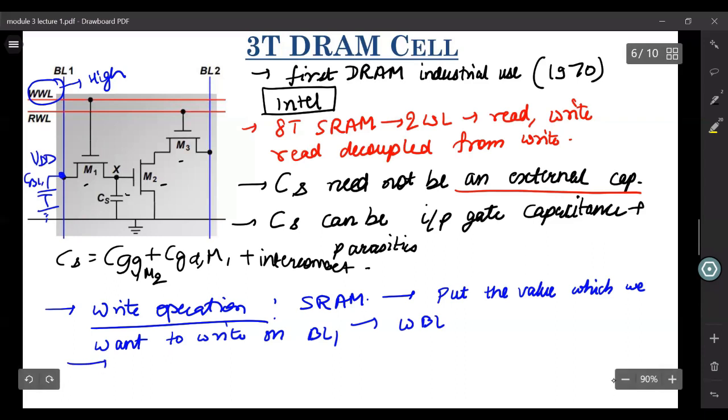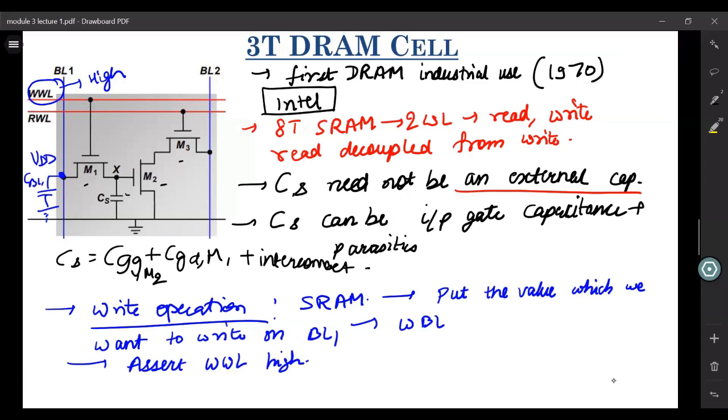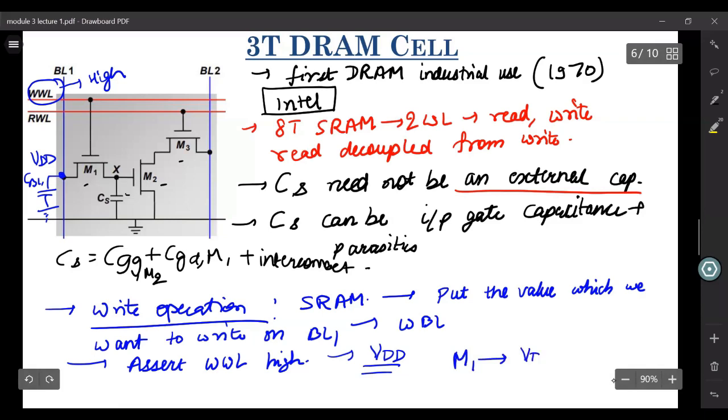The second step that you do is you assert your write word line high. Now the thing is, how much voltage should you provide on this write word line? Should it be VDD or should it be more than that? If it is only VDD, M1 will pass VDD minus VTH of M1, right? Because NMOS doesn't pass a perfect VDD. It only passes VDD minus VTH.